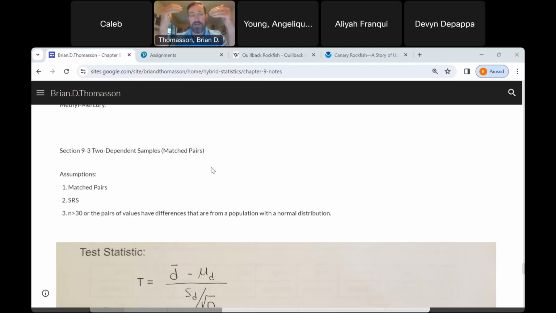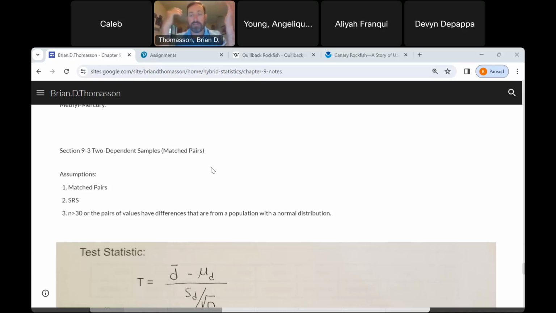Now in 9.3, when we talk about matched pairs, there's got to be some pairing between the two groups. Quite often it's a before and after, maybe like a weight loss drug. You have 20 people, person A, B, C, D, E, F, and so on, and you take their weights and put them on a weight loss drug for a month, and then you come back and weigh those people again, and you want to compare person A's weight before to person A's weight after, person B's weight before, person B's weight after.